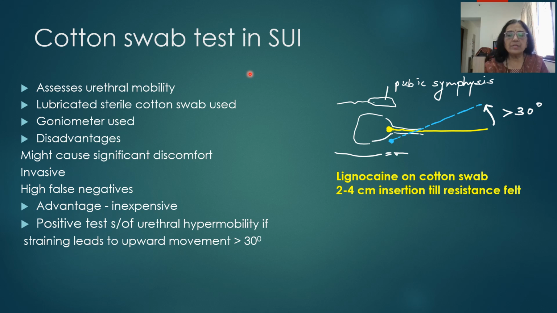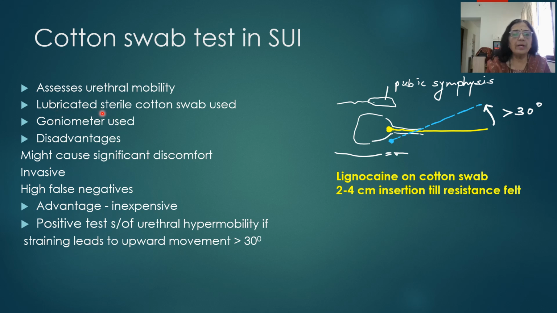Now, another test which is a part of the physical examination is the cotton swab test or Q-tip test for diagnosis of SUI. This is another controversial area in the physical examination for diagnosis of SUI. This cotton swab test assesses urethral mobility, or it helps us to diagnose urethral hypermobility. Hypermobility is when there is a descent of the bladder base or urethrovesical junction, so that the urethral mobility is more than normal. That is why it is called urethral hypermobility.